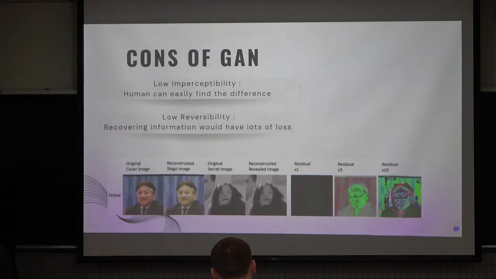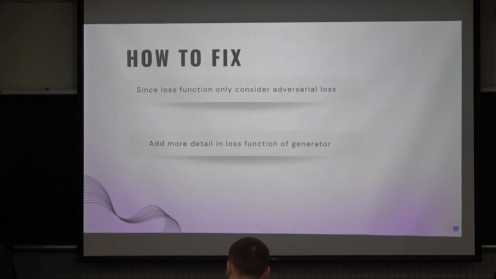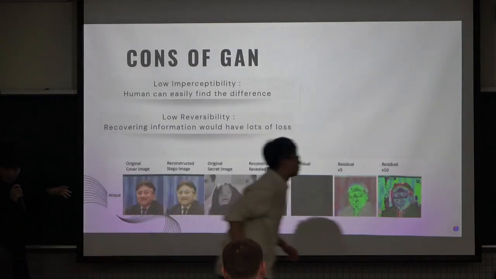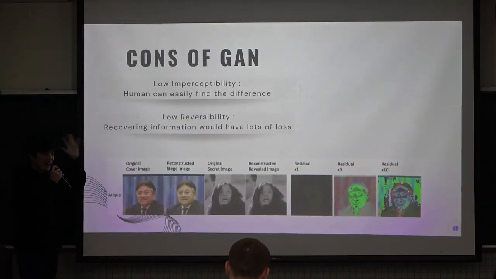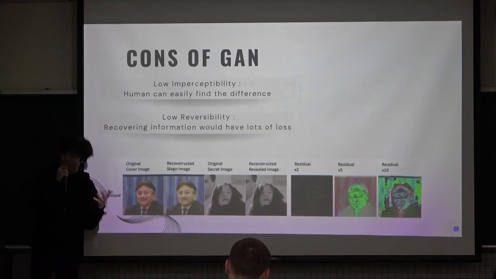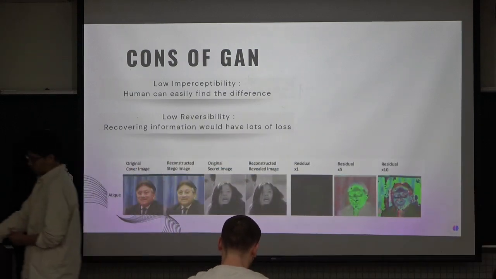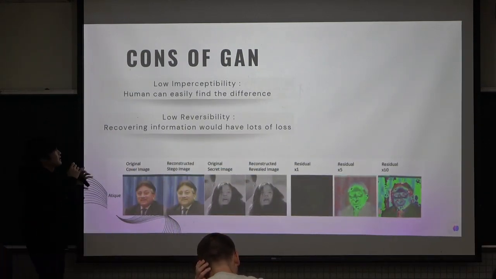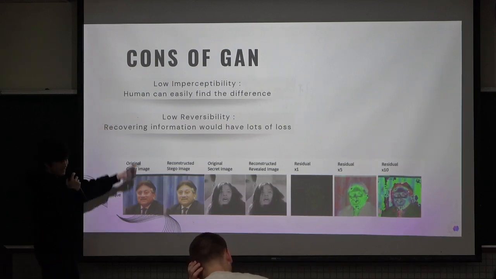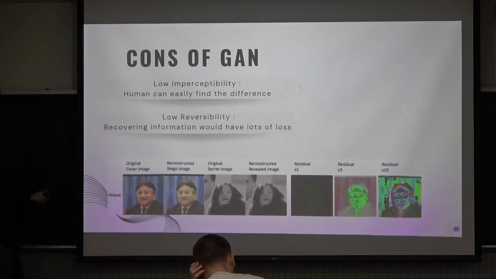There's a concept: since we use AI, we can only use AI to hide the images. So AI is not that useful here. There are some cons of GAN. First is low interpretability. AI cannot see the difference, but humans can. This is something weird, but it's real.